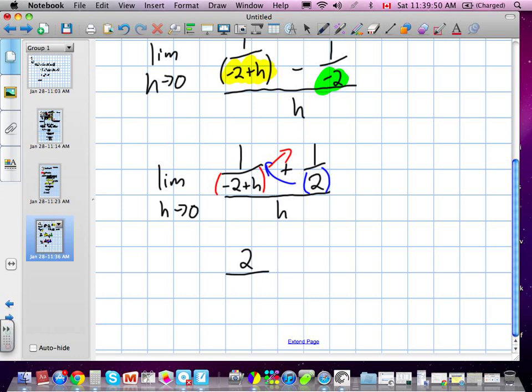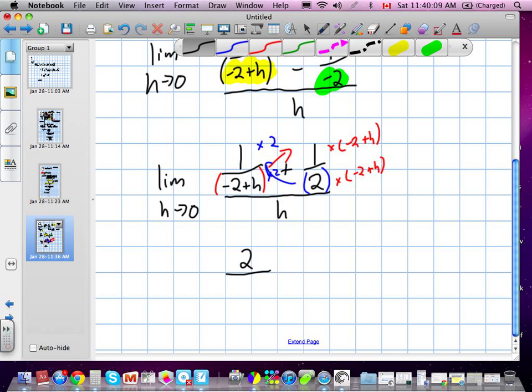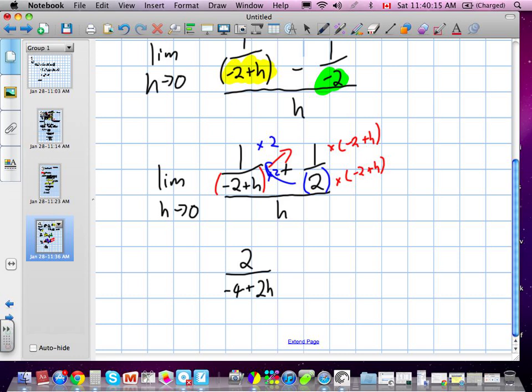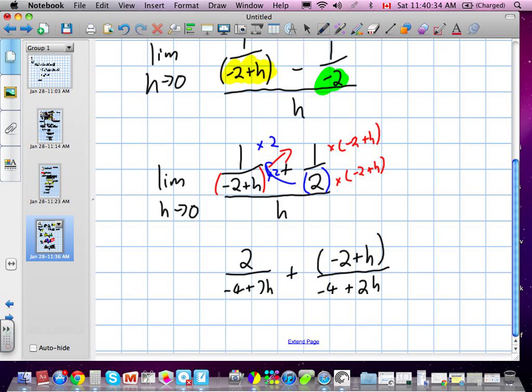So we get 2 over -4 plus 2h, plus, and in this case on top we get -2 plus h over 2 times -2 is -4 plus 2h. So we have a common denominator now, and again this is all divided by h. A lot of math to go into this one. Now because those are common denominators, limit as h approaches 0, we can refer to this as just all above.